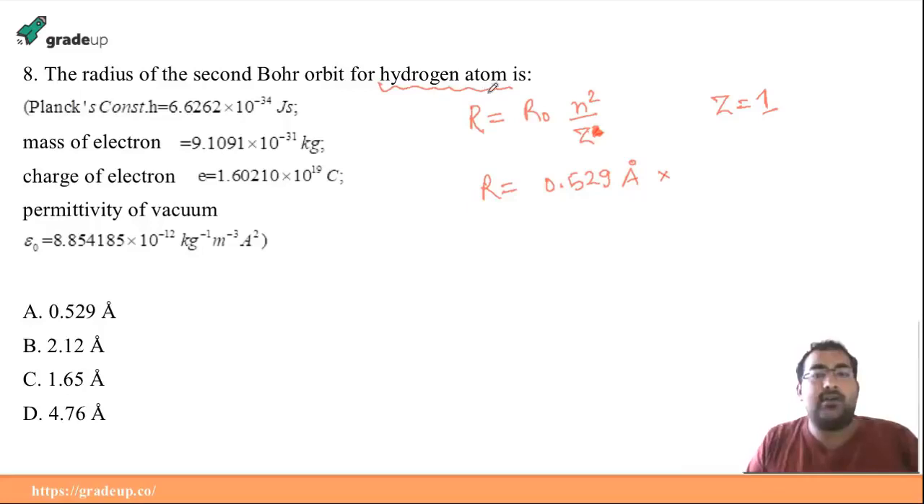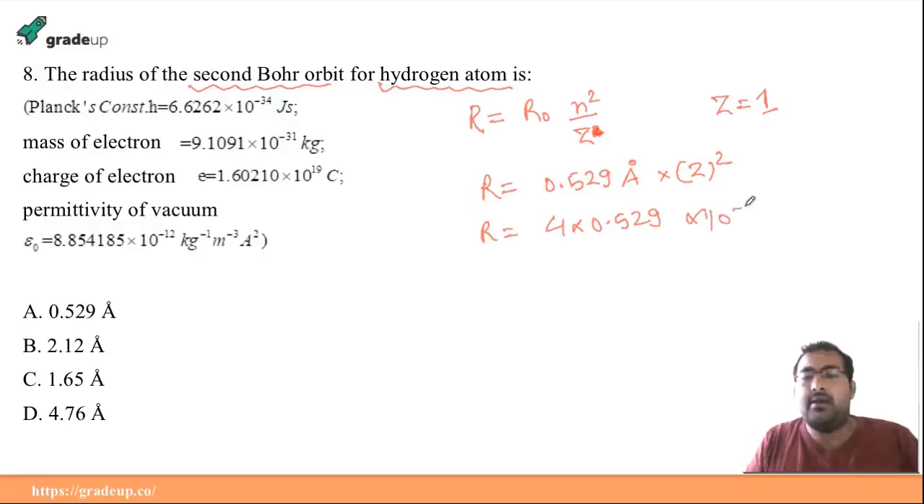The radius of the second Bohr orbit, right? So n is 2 in this case, n square, which is 2. So r is equal to 4 times 0.529 into 10 to the power minus 10 meter. If you multiply 4 by that, you'll get 2.12 into 10 to the power minus 10 meter. Here, the options are in angstrom, so it's just 2.12 angstrom.